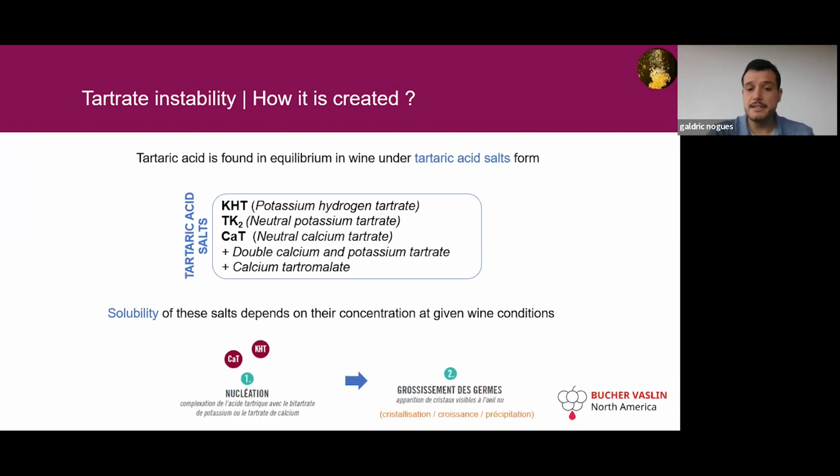And then the mechanism of action is always the same. Under a certain temperature, which is called solubility temperature or saturation temperature, these CAT, KHT, etc., will bond to each other in a complex called nucleation. So they will form crystals. And then these crystals will stick to each other and they will grow in size. So it's a crystallization, a growth. And once they are big enough and heavy enough, they will settle at the bottom of the bottle. And that's where you can see them in the bottle. You visually observe the presence of these crystals, and you know you are at the final step of the tartaric instability.